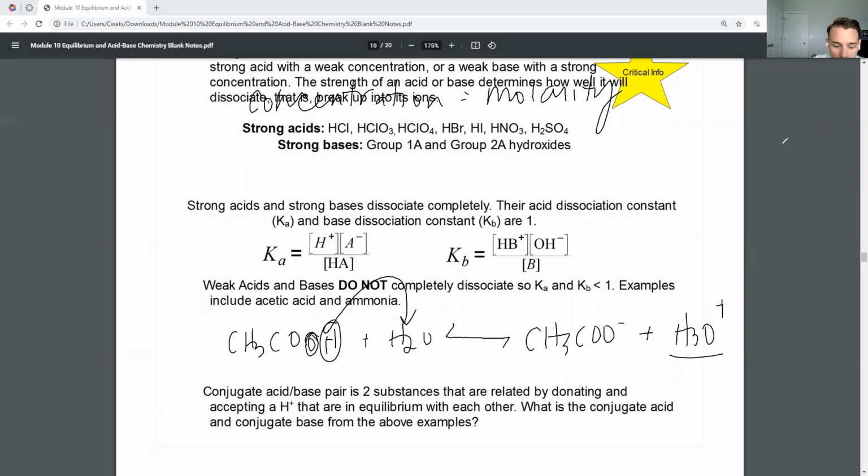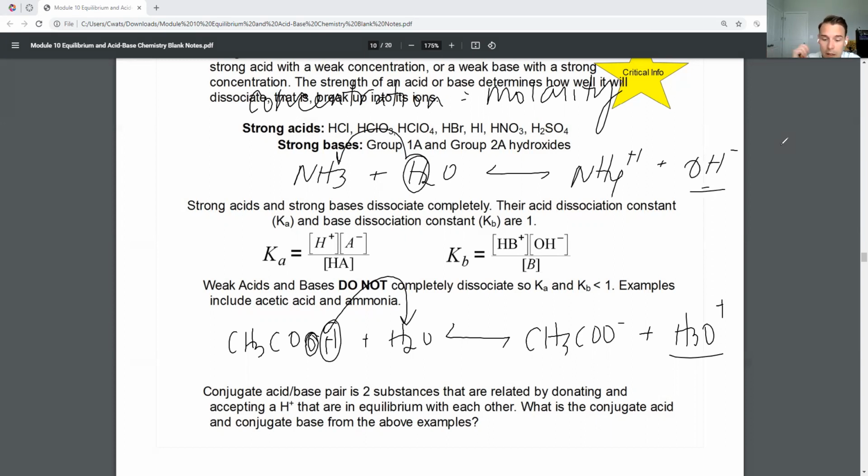I'll do it up here. Ammonia reacts with water in equilibrium. So the water is the acid here. So one of those hydrogens goes over there. It gives me the ammonium ion and the OH minus ion. Okay, and that's where we get that, making it basic.